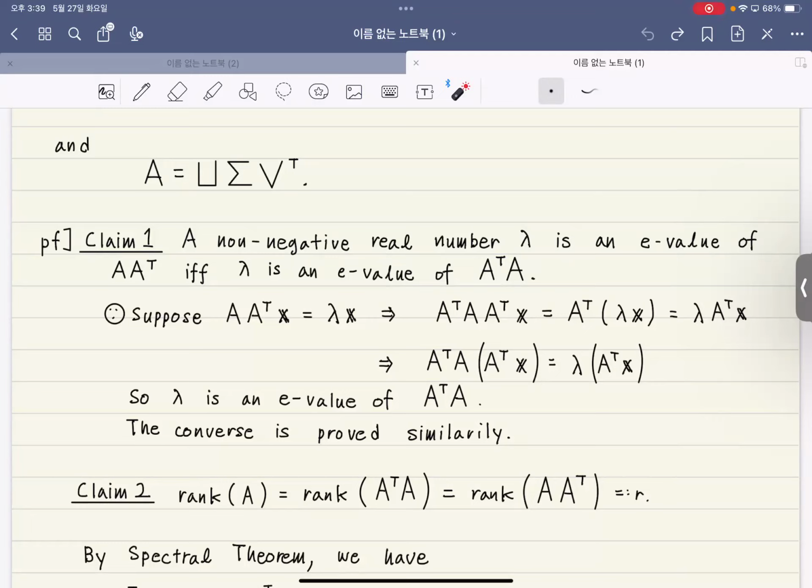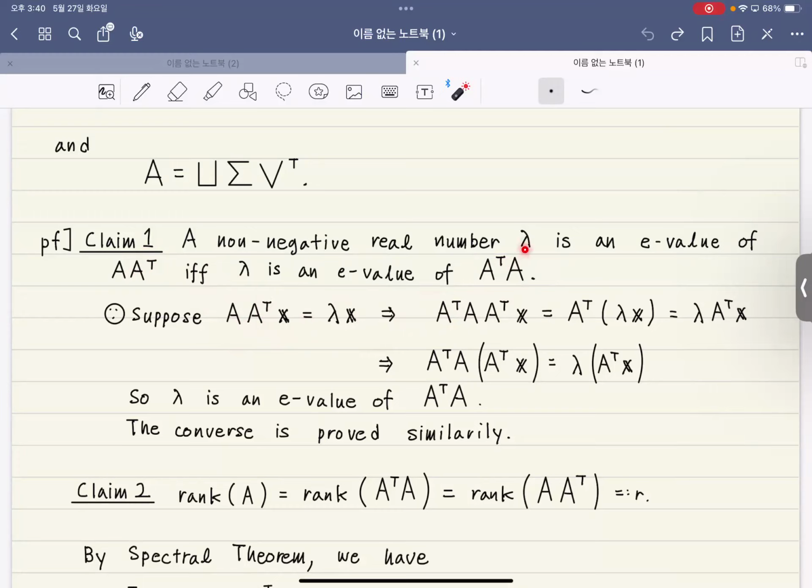Okay, great. So A A transpose and A transpose A have non-negative real eigenvalues lambda. And lambda is an eigenvalue of A A transpose if and only if the same number is an eigenvalue of A transpose A. So much for the explanation. Now let me go to the proof of the statement.